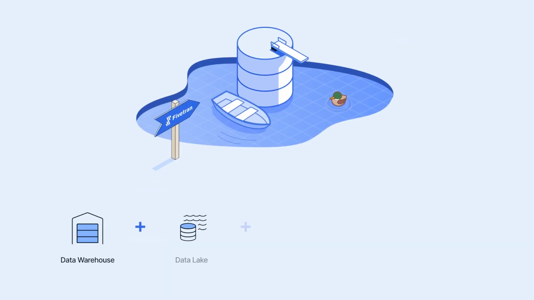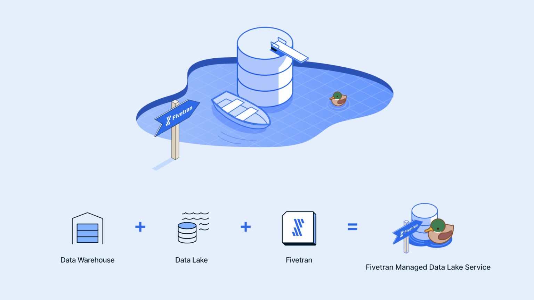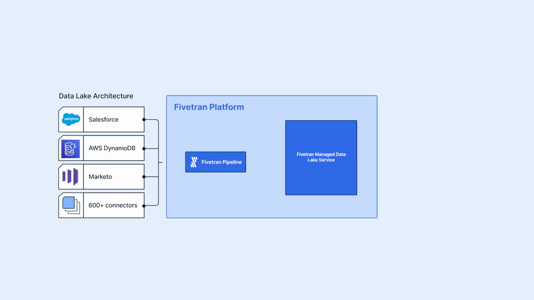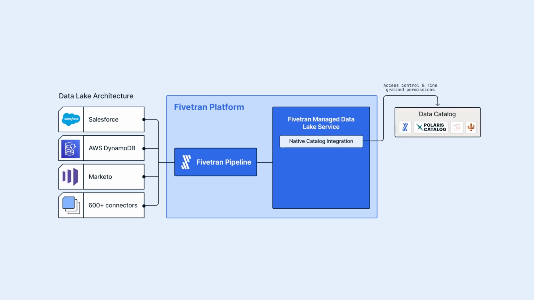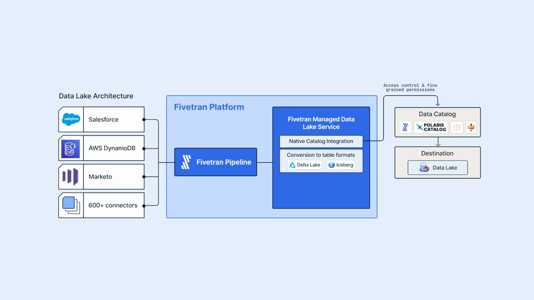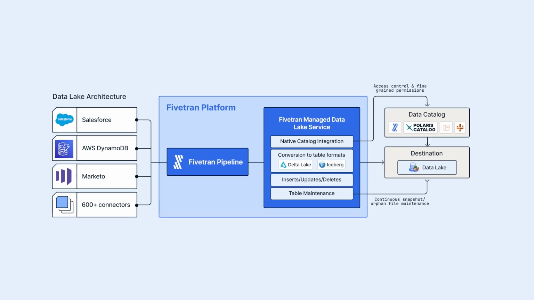The Fivetran Managed Data Lake service is a new differentiated offering that brings data warehouse-like functionality to data lakes. Through catalog integration, which controls access and provides fine-grained permissions, automated ingestion with automatic conversion to Iceberg or Delta Lake open table formats, and support for updates, inserts, and deletes, and table maintenance through continuous snapshot and orphan file maintenance.